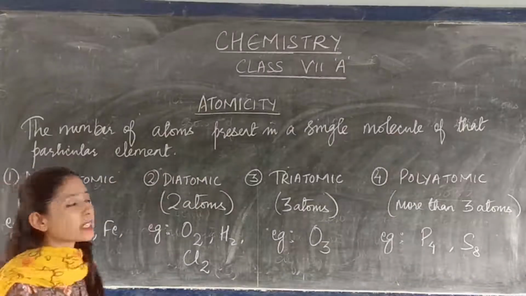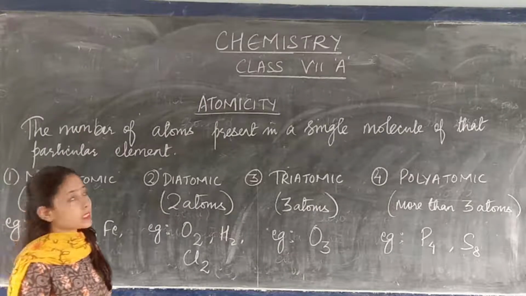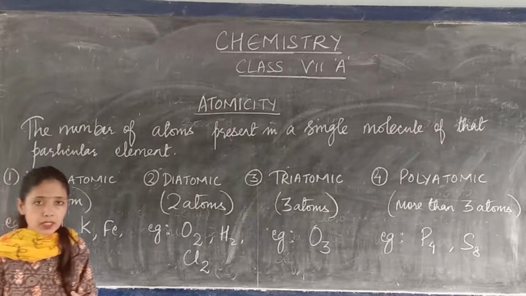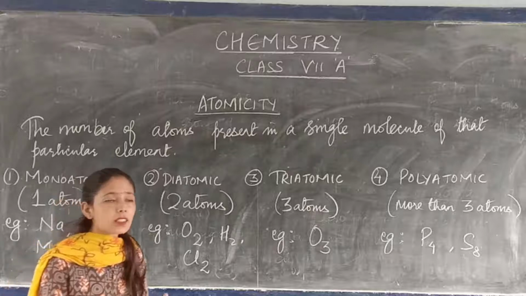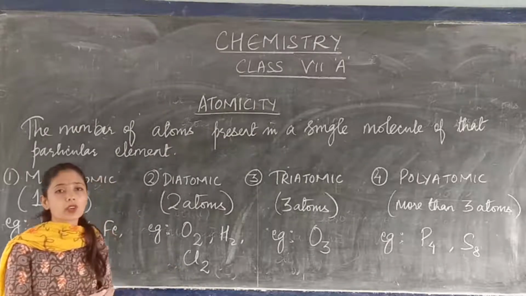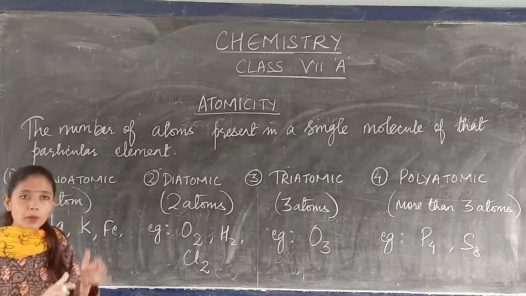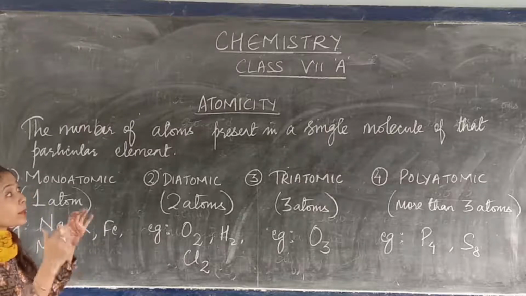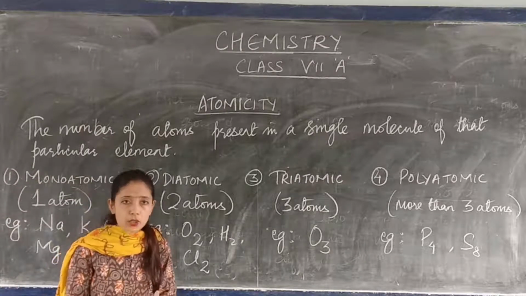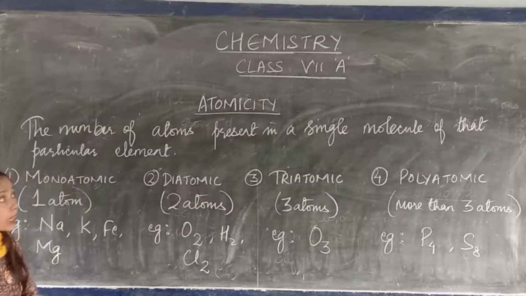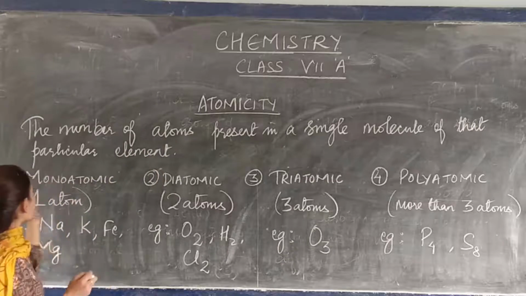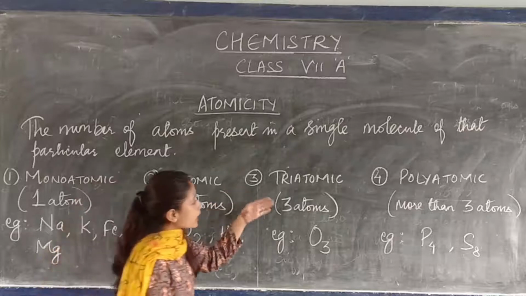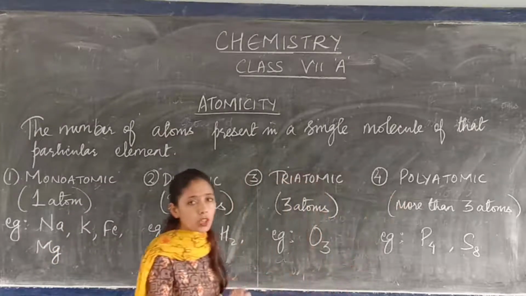Now our next topic is atomicity. What is atomicity? It is the number of atoms present in a single molecule of that particular element. So the number of atoms present in a molecule of a particular element is called atomicity. On the basis of atomicity, there are four types of molecules: monoatomic, diatomic, triatomic, and polyatomic molecules.